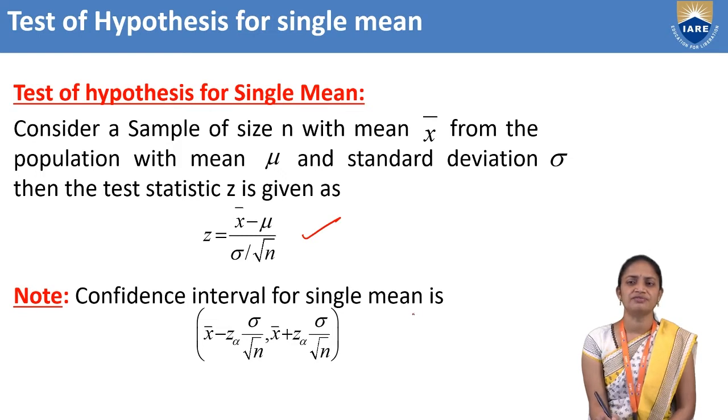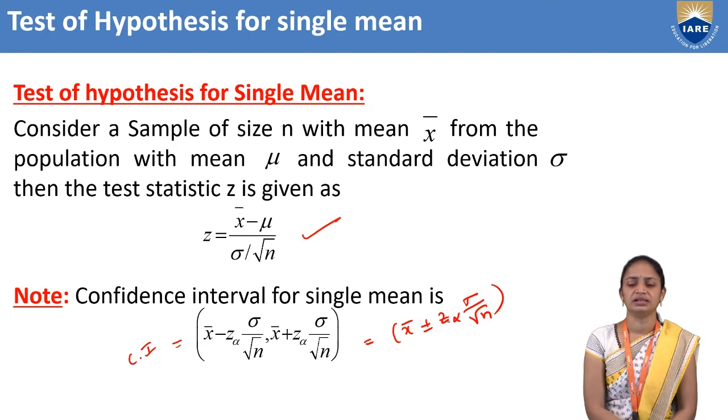The confidence interval for test of hypothesis for single mean is x bar minus z alpha into sigma by root n, comma x bar plus z alpha into sigma by root n, or we can write x bar plus or minus z alpha into sigma by root n. Instead of sigma, sometimes we can use s also.